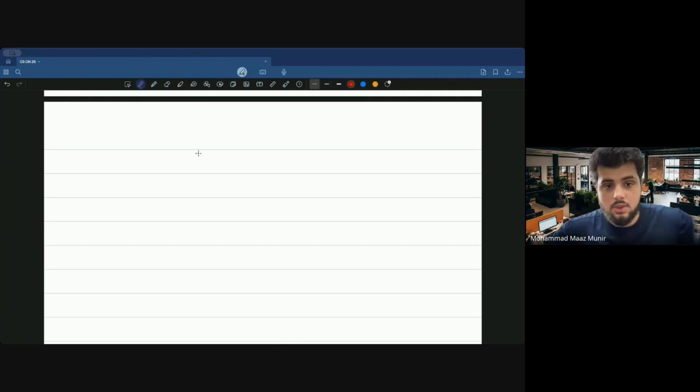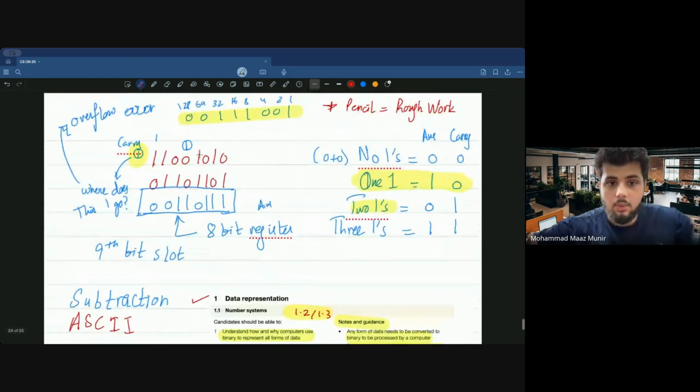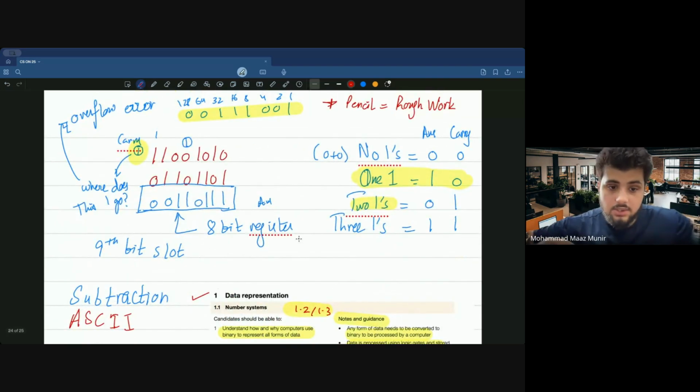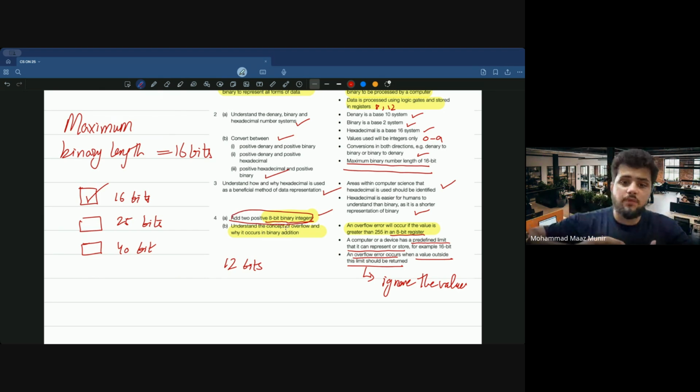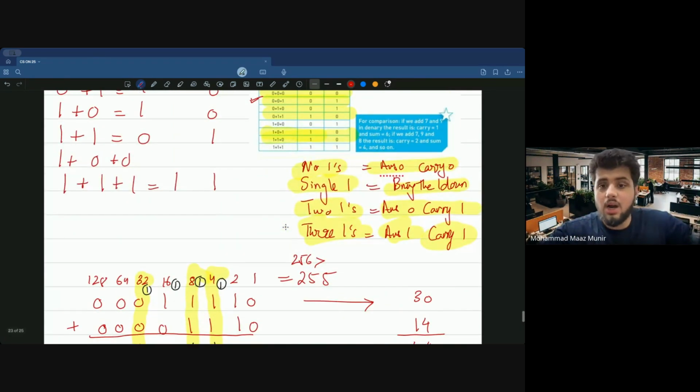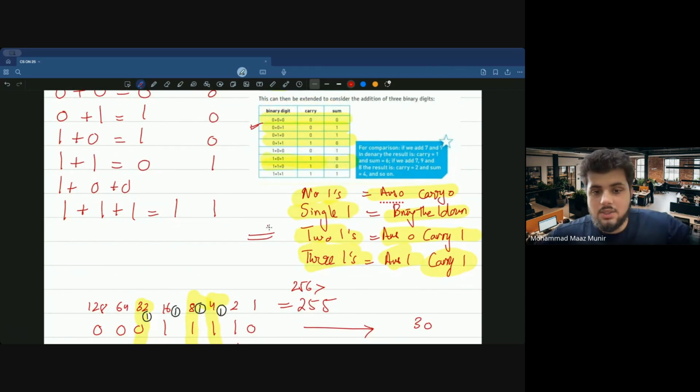Bismillahirrahmanirrahim. Okay, guys. So in the last class we ended with the discussion of adding binary numbers. This was the very last thing: how do we add two positive 8-bit binary integers? We discussed the concept of overflow, how we add numbers in binary addition, and a lot of questions related to how we can do it. We also discussed a simple shortcut: if you have no ones, the answer and carry are both 0. If we have a single one, just bring the 1 down. If we have 2 ones, the answer is 0 and the carry is 1. If we have 3 ones, the answer is 1 and the carry is 1 as well.